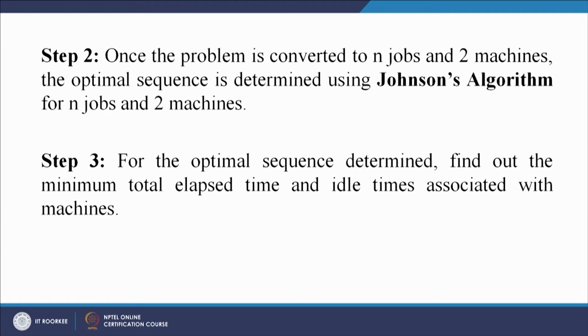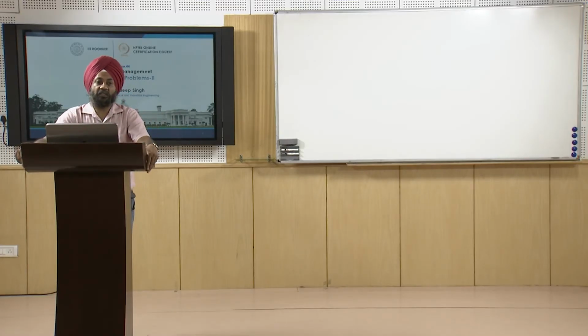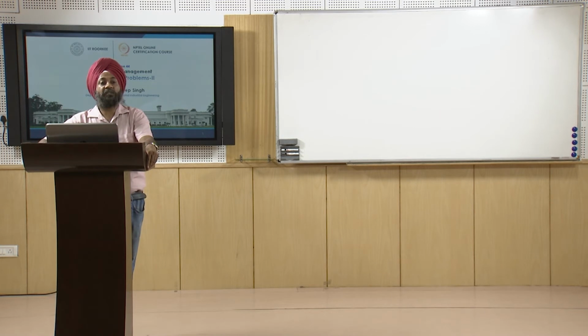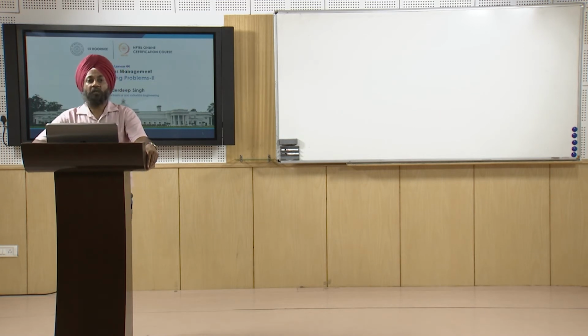For the optimal sequence determined, find out the minimum total elapsed time and the idle times associated with the machines, which I have already told in the beginning of today's session: our target is to minimize the total elapsed time as well as the idle time for the various machines that are being used for processing.